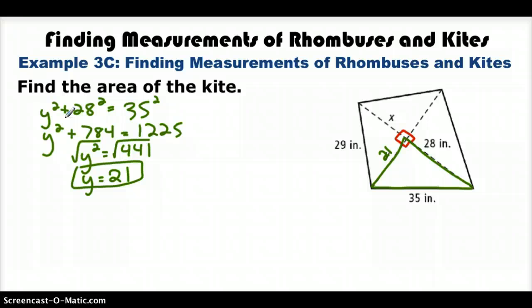Let's see if we can find x now. Since we know one of the legs of this triangle, let's call this maybe the blue triangle now.